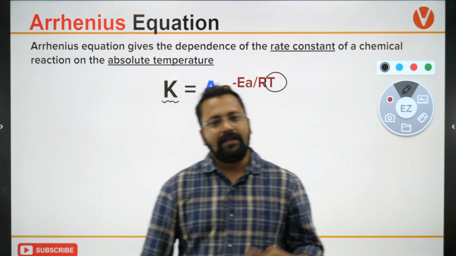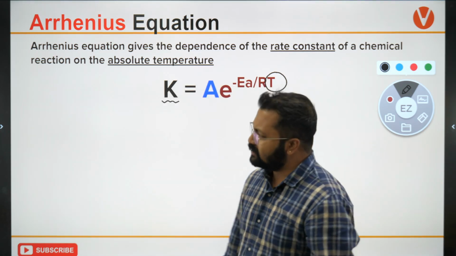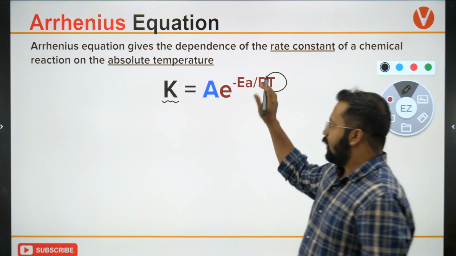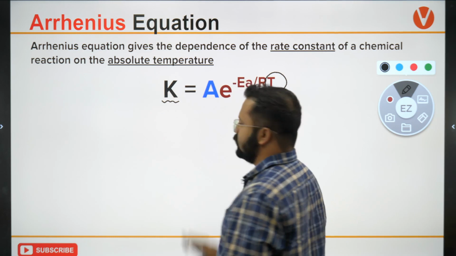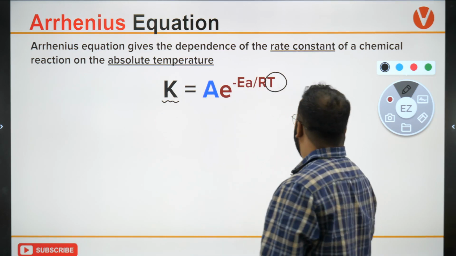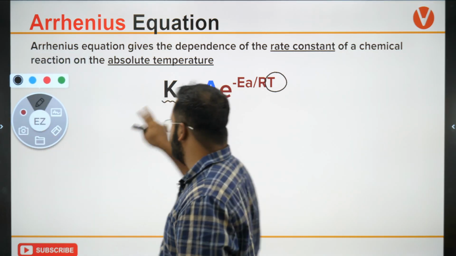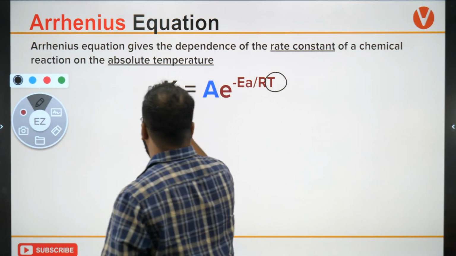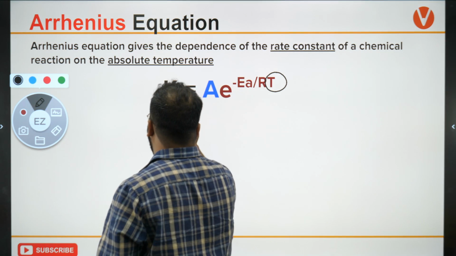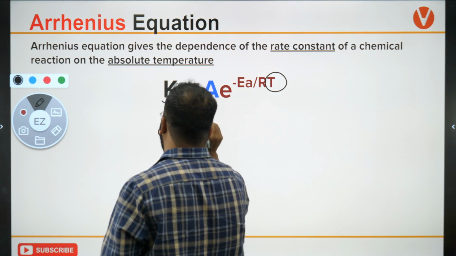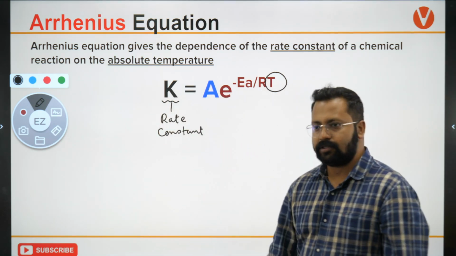Now we can understand this equation in this way. There is a very simple way to understand this equation. What do the different terms in this equation represent? So I would first tell you what these terms are. K is the rate constant. This is the rate constant. Okay, K is the rate constant.